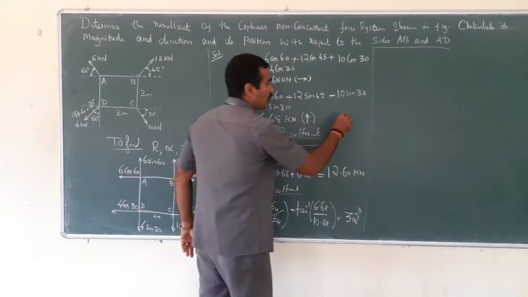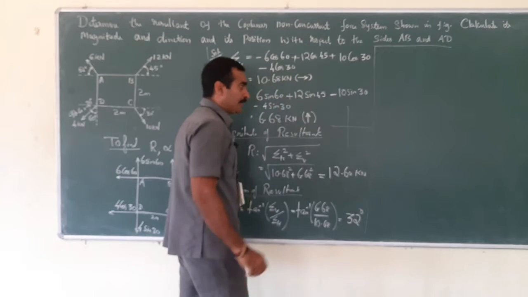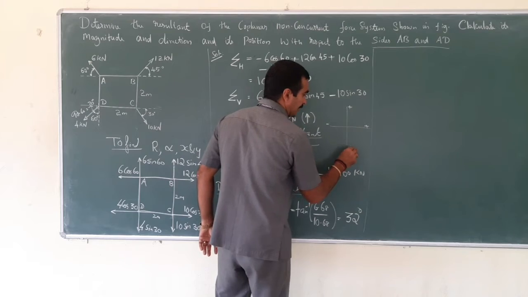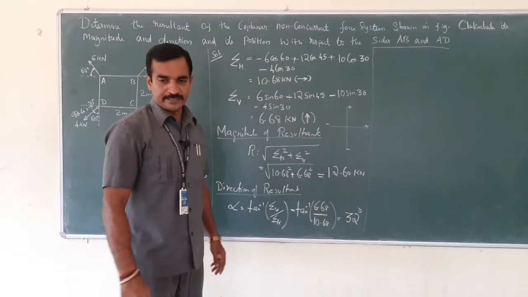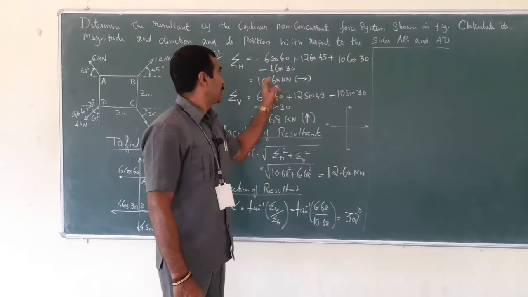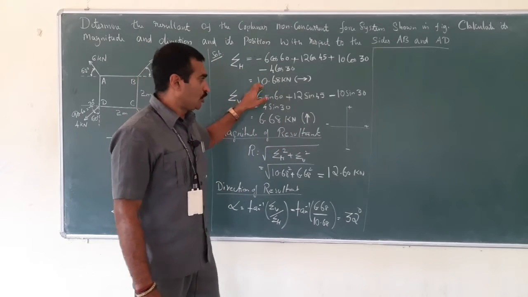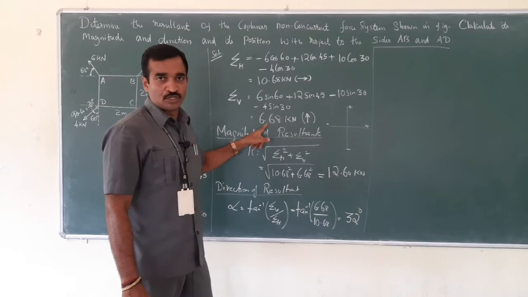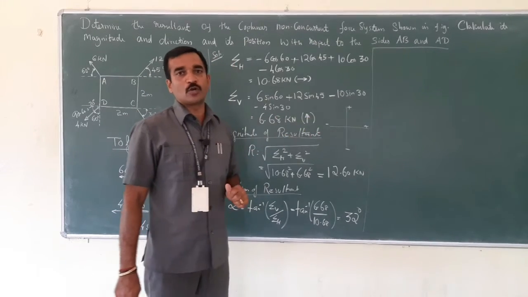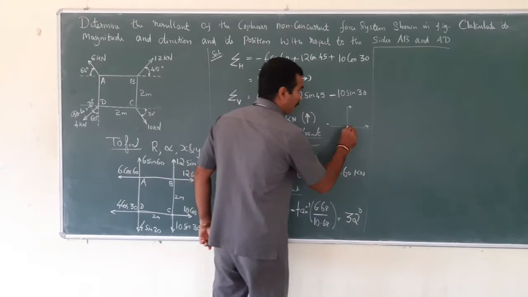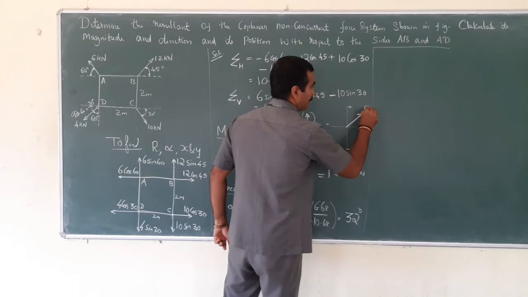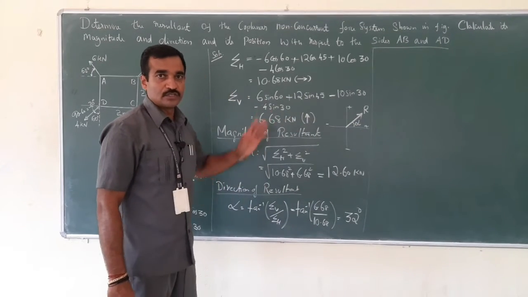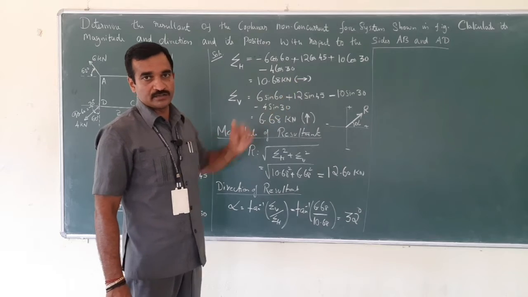Correct. If you draw a graphical representation, here this is a positive value, here it is negative, here it is positive, and here it is negative. If you look here, the summation H value is positive, and the summation V value is also positive, so it will lie in the first quadrant. So the resultant force will act here. This is alpha, the direction of the resultant. This is how the resultant will act.